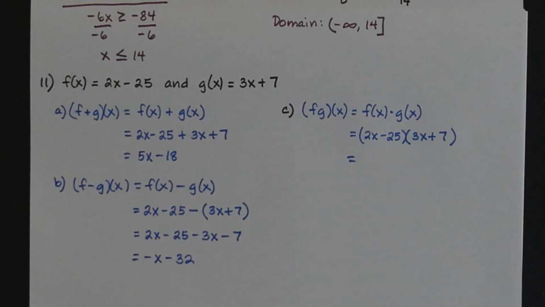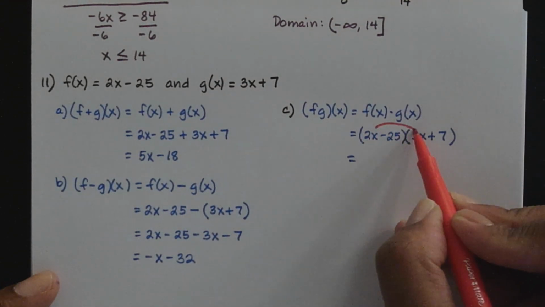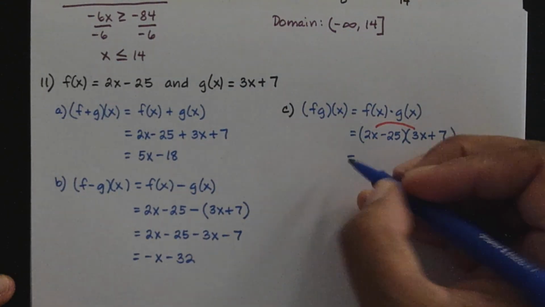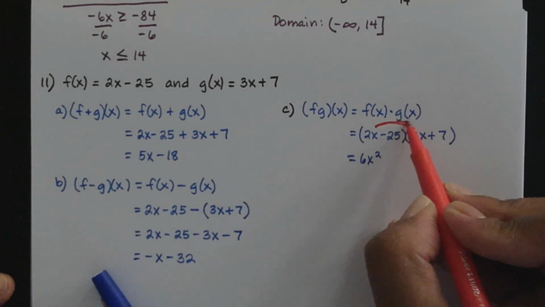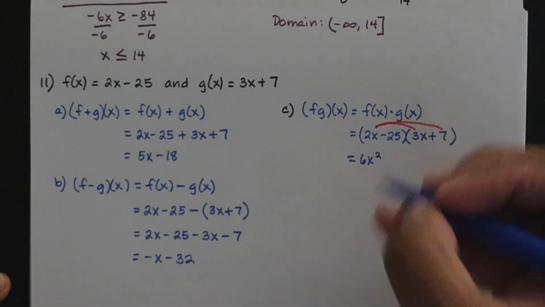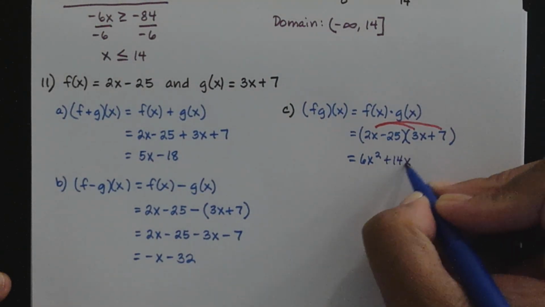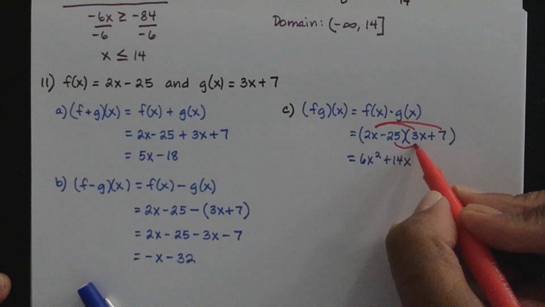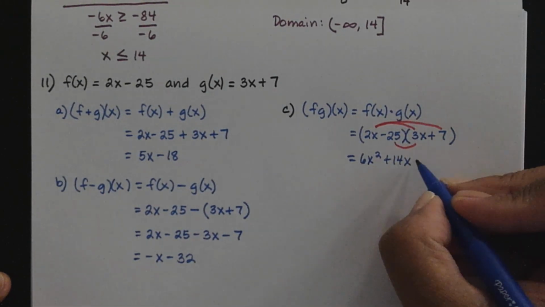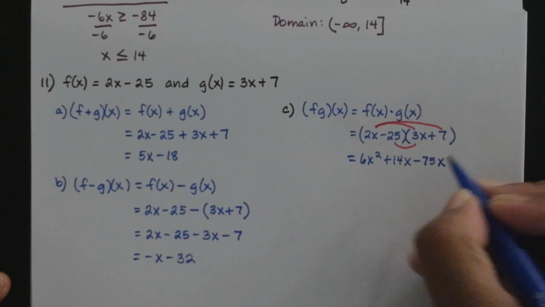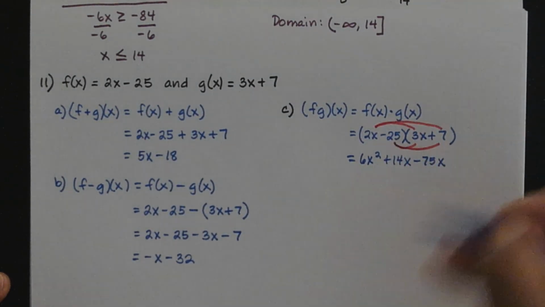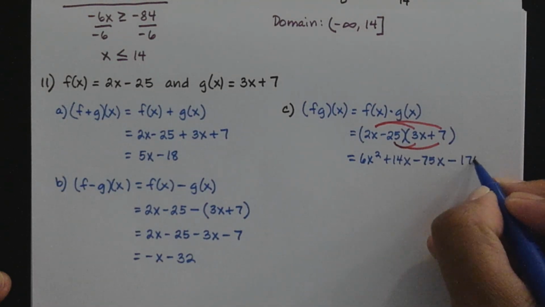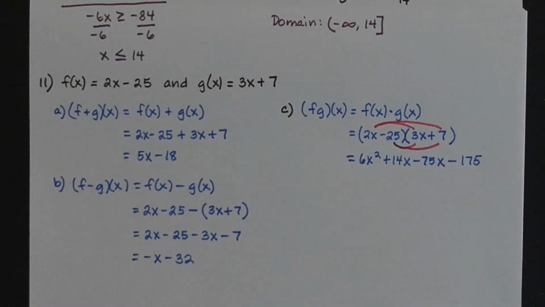So with this one, we'll have to use the FOIL method. And that's going to be this. The first times the first, 2x times 3x is 6x squared. The outer, 2x times that plus 7, 14x. And then the inner, minus 25 times 3x is negative 75x. And then minus 25 times 7. That's what, minus 175.